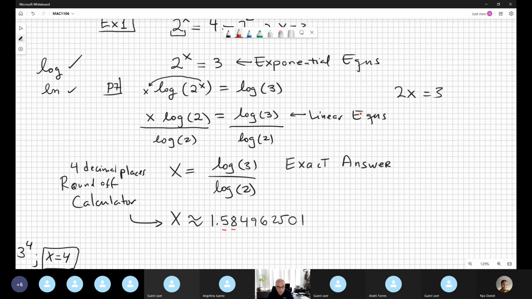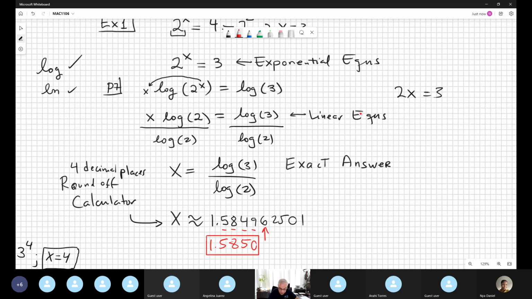It's a convention in that part. And you see that the digit after the 4 is 6. It's greater than or equal to 5, so increase this by 1. So actually, my final answer is 1.5850, no? Because it's 49 plus 1. Cool? Do you understand? Yes. Okay.